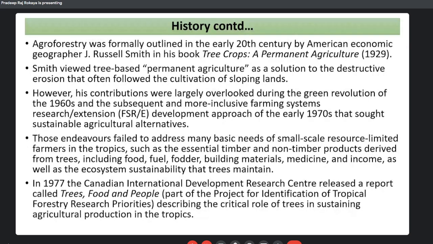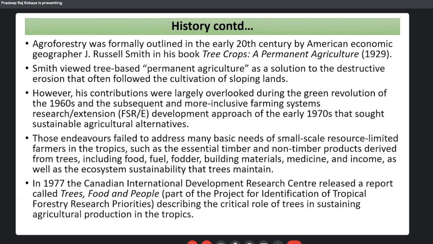Smith viewed tree-based permanent agriculture as a solution to the destructive erosion that often followed the cultivation of sloping lands. However, his contributions were largely overlooked during the Green Revolution of the 1960s and the subsequent, more inclusive farming systems research, extension, and development approach of the early 1970s that sought sustainable agricultural alternatives.